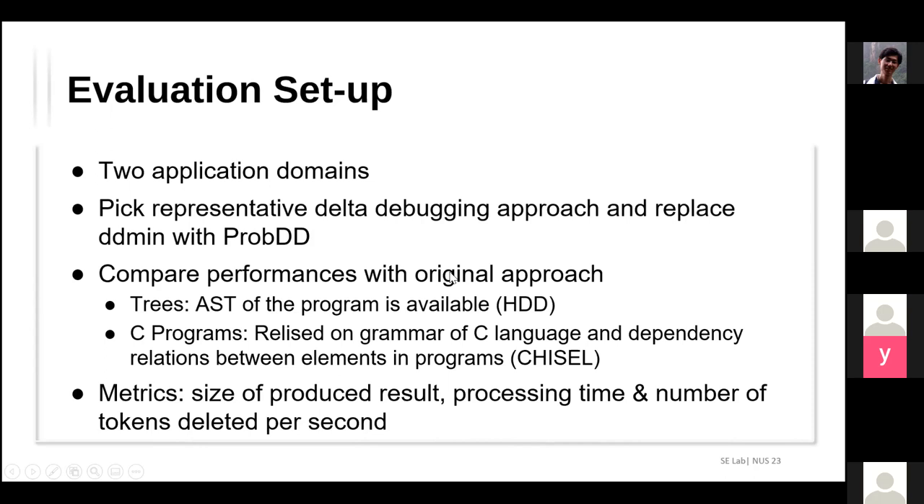The setup itself is that they make use of HDD and Chisel as well. These are what they are comparing against, and their test cases are selected from the set of test cases that were generated for Trees and Chisel. Their metrics in this case are the size of the produced result. For HDD and Chisel, they might not actually find the smallest optimal set itself, so they are comparing whether PropDD is able to find a more optimal set, as well as the time taken, and the number of tokens deleted per second.